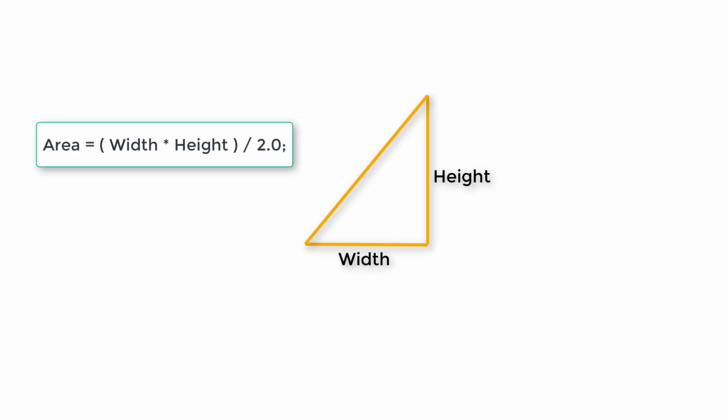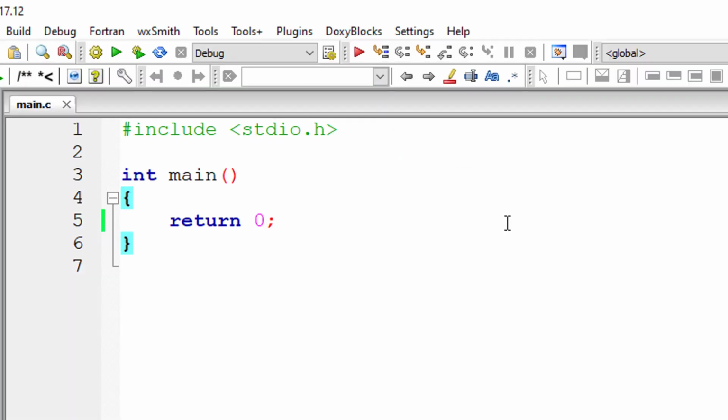Let's write a C program to calculate area of a right-angled triangle. Area is equal to height into width divided by 2. Okay, let's write that using a C program.